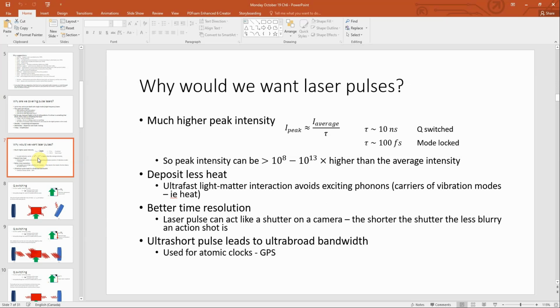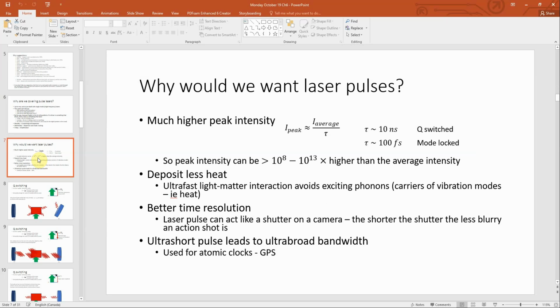So you have this really short pulse, and all of a sudden it just comes in and punches the material, and it interacts so quickly that you don't actually have any phonons being excited in this process, or you minimize the number of phonons, which are the vibration modes in the matter, which is what leads to heat.